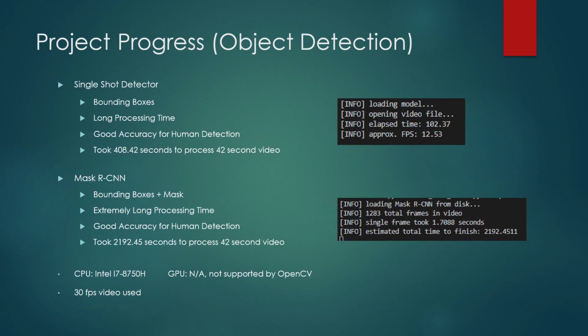So this is my project progress so far. For object detection, I've done single shot detector and Mask RCNN. I got sample codes online and applied a 42-second video into both algorithms. The single shot detector took 408 seconds to process a 42-second video, while Mask RCNN required more than 2000 seconds. So logically speaking, we can't apply these two algorithms for the live video feed as it requires more time to process each frame than the time of the frame itself.